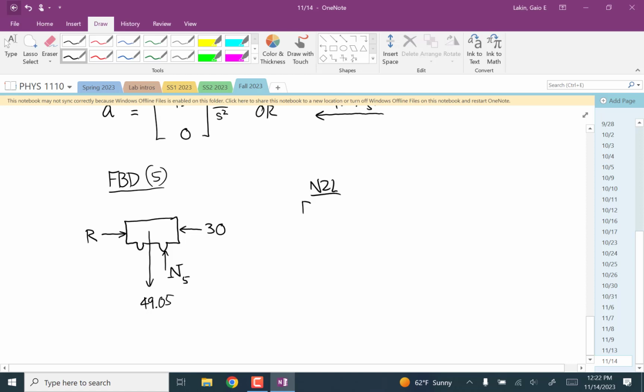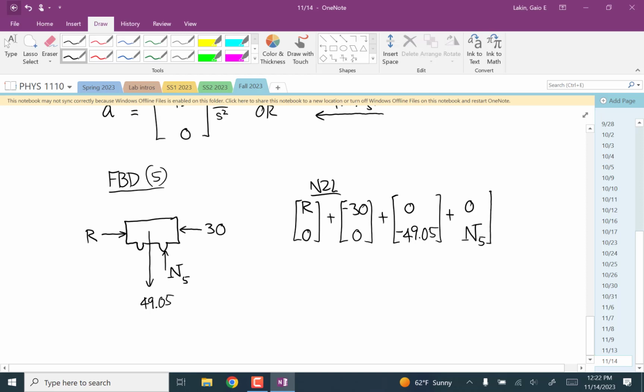So Newton's second law says R, 0 plus negative 30, 0 plus 0, negative 49.05 plus 0, N5 is equal to the mass, 5, times the acceleration vector we just figured out, negative 4.29, 0.